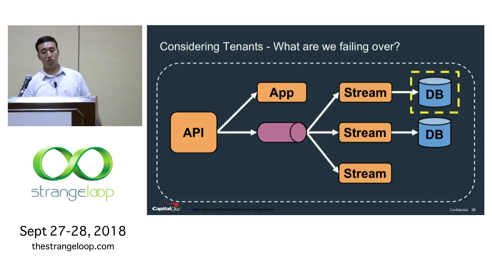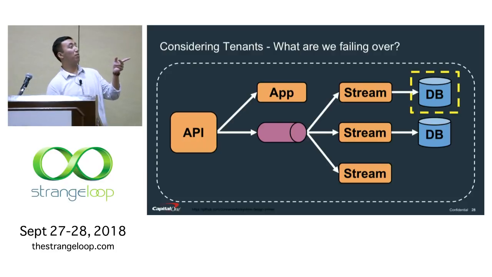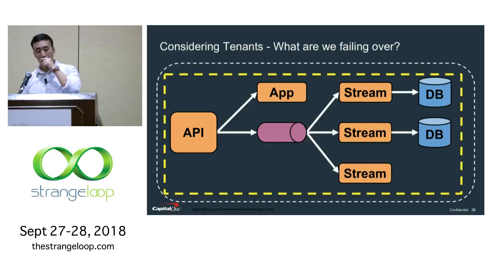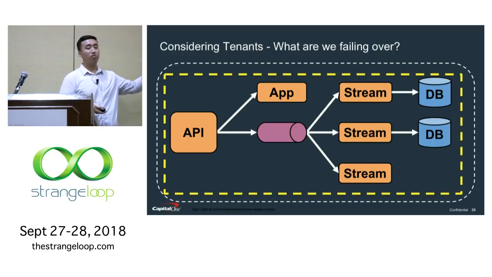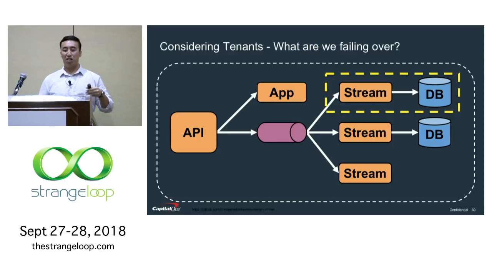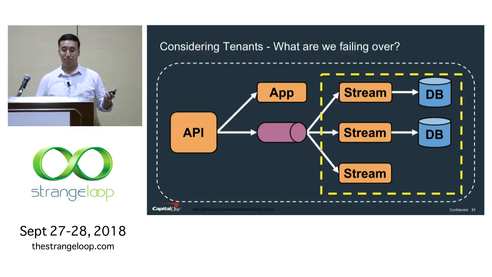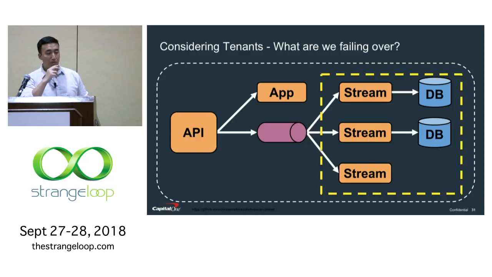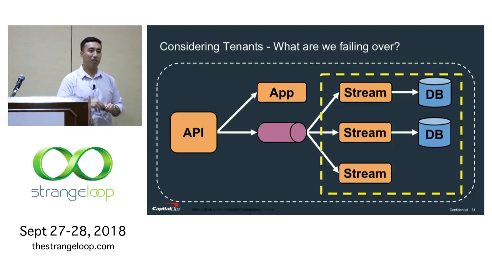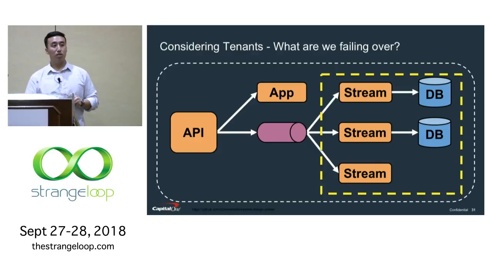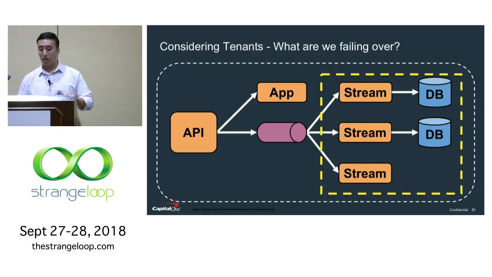Are we going to move one of our databases over to a new region or failing over? Are we going to move over our entire pipeline? Maybe just the stream and its associated database? Maybe all of our streams and all the databases. So it's important to consider what we're failing over, and that's the idea of tenancy. The idea of tenancy, or multi-tenancy, is a single unit of movement that you need to fail over in order to have your working pipeline once again.